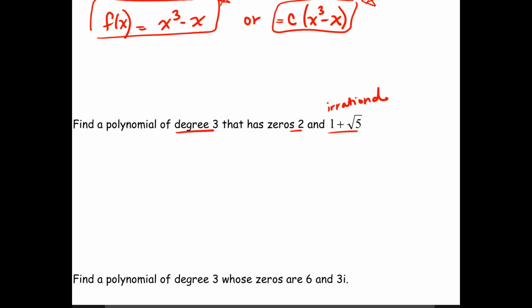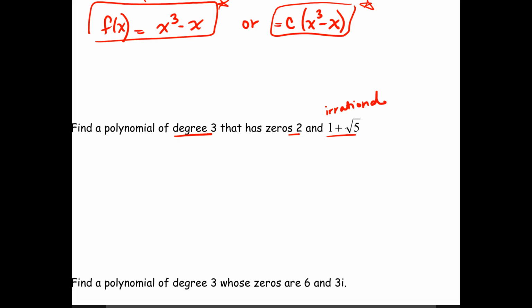All irrational numbers will have another solution paired with it. It will have the conjugate pair. And that comes from where it came from in the quadratic formula. So if I know 1 plus root 5 is a solution, what else do I know is a solution? Good, good. 1 minus root 5. So I really know all 3 of my zeros. I know 2, I know 1 plus root 5, and I know 1 minus root 5.